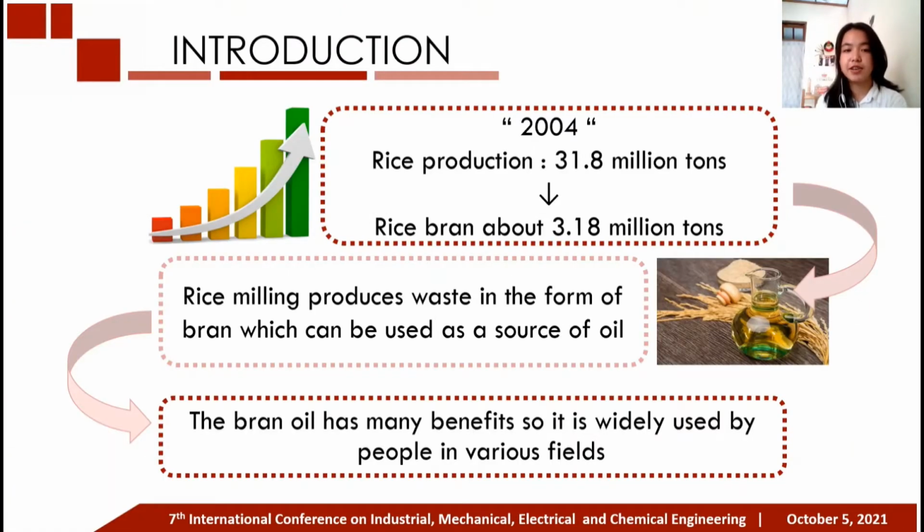First, we will discuss the origin of rice bran oil. According to data from the Ministry of Agriculture in 2004, rice production reached 31.8 million tons, which gives rice bran of about 3.18 million tons. The rice will be processed through the rice milling process. The milling process produces waste in the form of bran, which can be used as a source of oil. Bran oil has many benefits, so it is widely used by people in various fields.